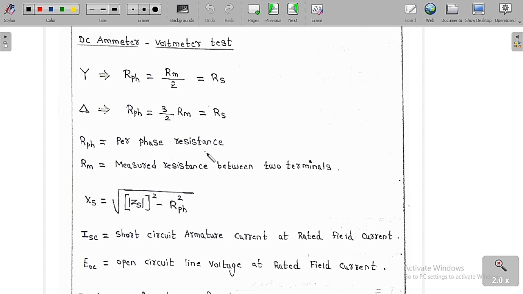R phase is the per phase resistance. Rm is the measured resistance between any two terminals. With the help of the DC ammeter voltmeter test, we can figure out the per phase resistance, or the armature winding resistance or stator coil resistance. Each phase has a resistance of Rs, or Ra. If you connect any two terminals with the DC ammeter voltmeter, you get a resistance of Rm, which is 2 R phase for star. So R phase is Rm by 2. R phase is nothing but Rs or Ra, which is the same.